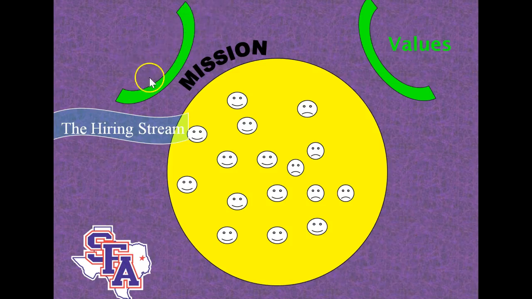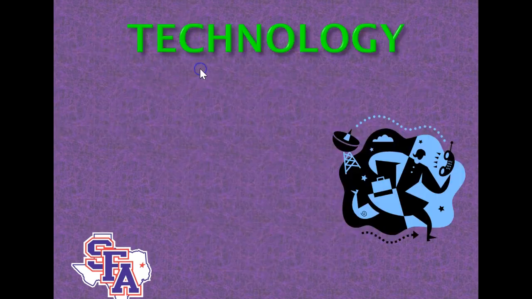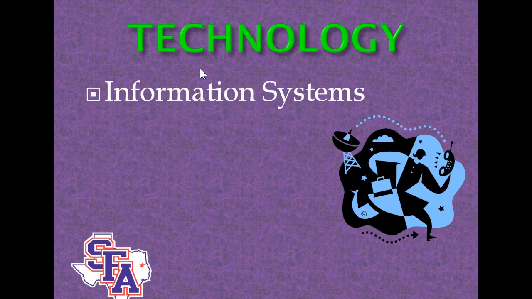Okay, another crescent out here is going to be technology. Technology influences the organization all the time. Here at SFA, we use something called Banner as our information system. A lot of private sector organizations use something called PeopleSoft, trying to get away from the paper processing and trying to use technology to our advantage to do things as simple as direct deposit of paychecks.